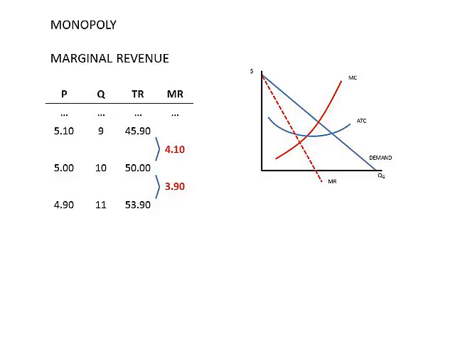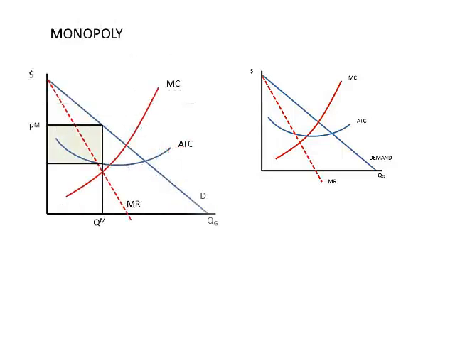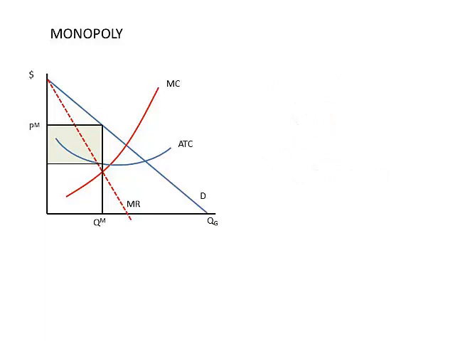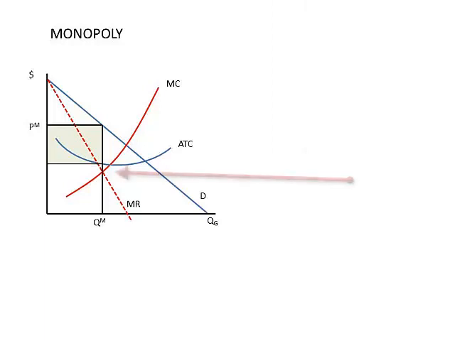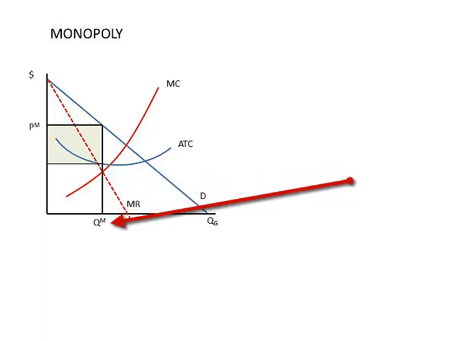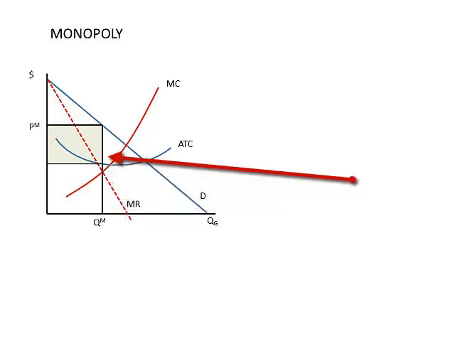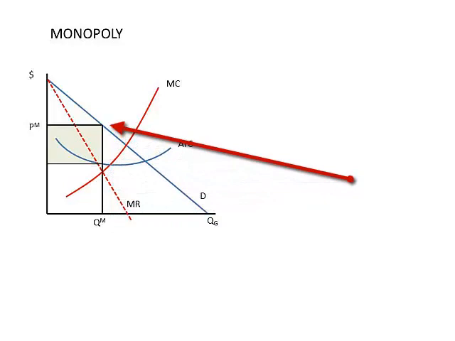If we draw that into our diagram, you can see that the marginal revenue curve will always be below the demand curve. The monopolist will also always use the rule that they will produce the quantity for which marginal revenue equals marginal cost. So here you can see that where that intersection occurs, that's going to be the quantity produced by the monopolist, QM. But then you go straight up to the demand curve to find out how much consumers are willing to pay for that quantity. And that's going to be the monopolist price.